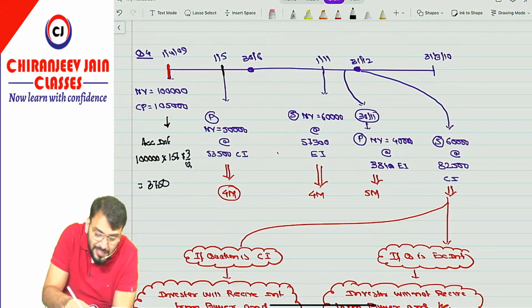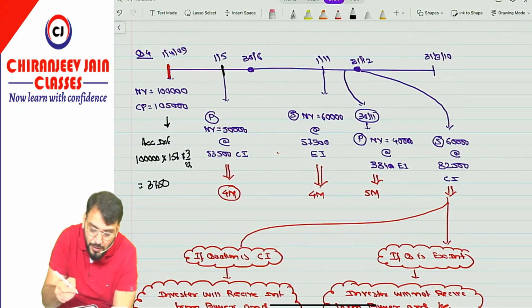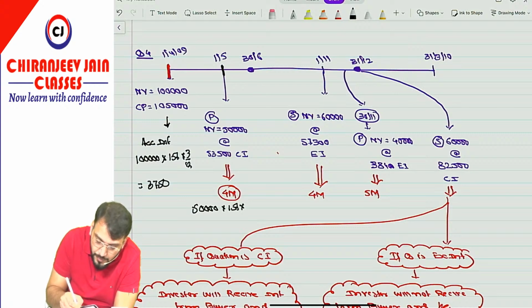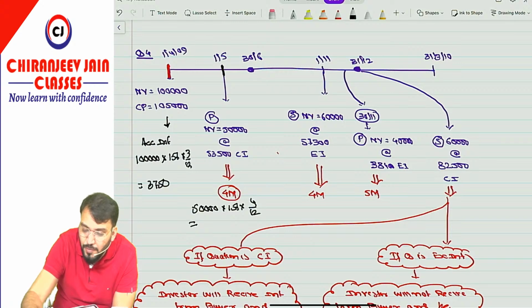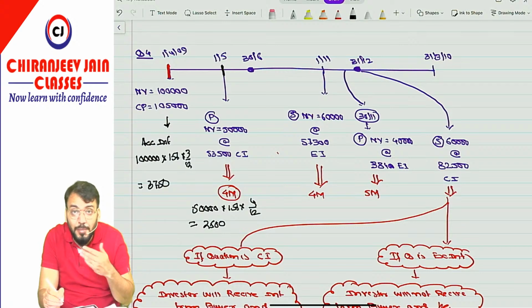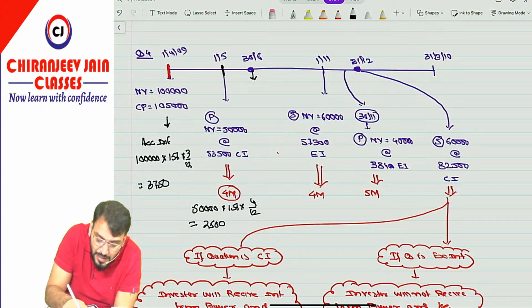On this date we need to pay interest from the last due date. So 31st December, January, February, March, April, 4 months. It will be 50,000 into 15% into 4 divided by 12. That is coming 2,500. So this much interest will be paid to the seller.